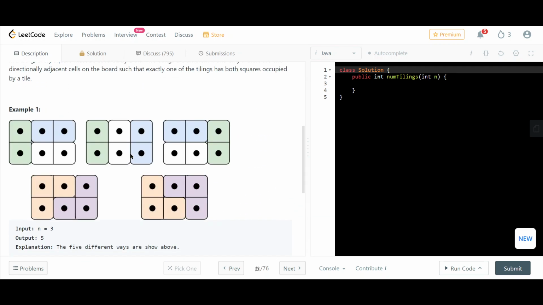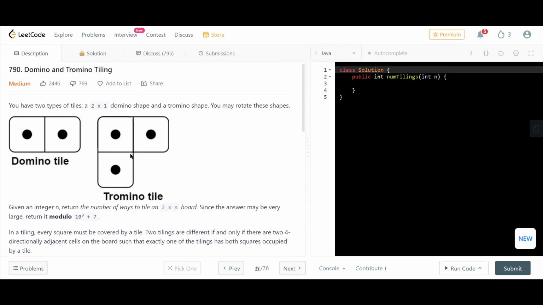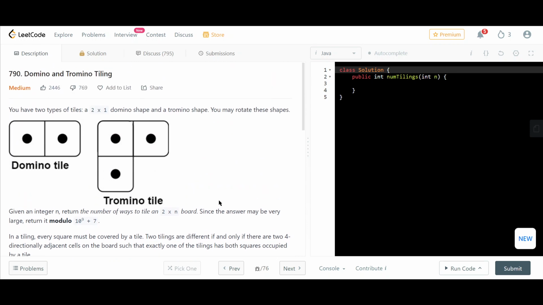So let's try and see the answers for different n. So let's switch to a whiteboard. We have to solve for 2 cross n. So first let's do n equals 0. No tiles, so that's the base case. N equals 1. There is again only 1 way, because this is the only way.